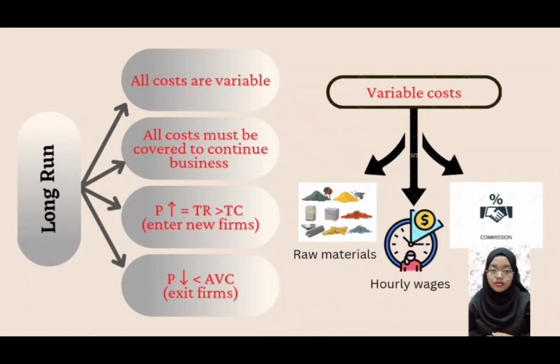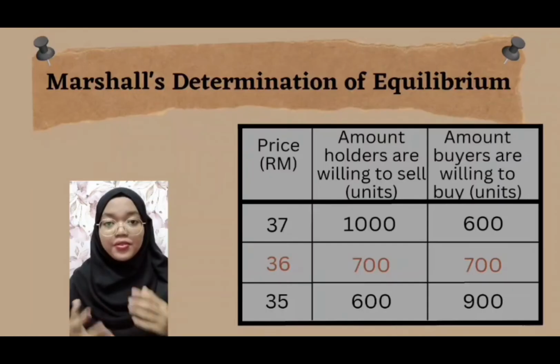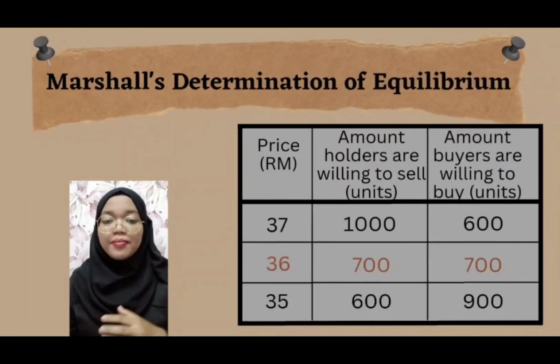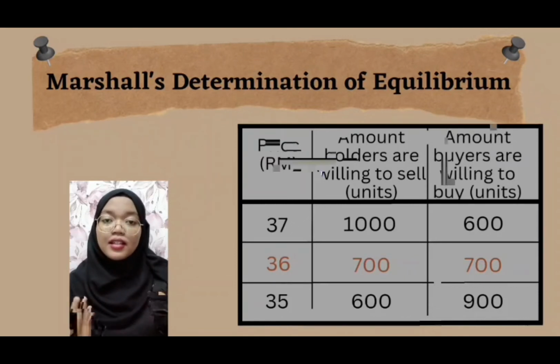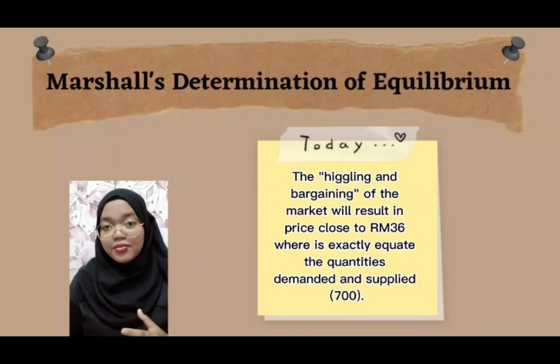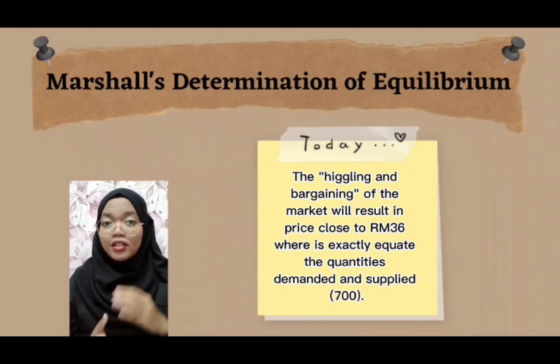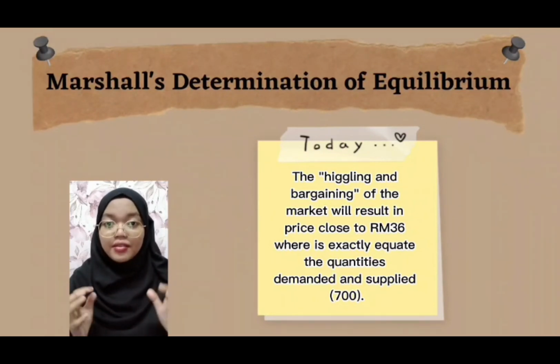Examples of variable cost are raw materials, hourly wage, and commission. The table shows the amount each farmer or other seller offers for sale at any price, which is covered by his or her own immediate need for money and estimate of future prices. Assuming equality of bargaining power between sellers and buyers, the higgling and bargaining of the market will result in a price close to RM36. Therefore, the price can be called the true equilibrium price because it will be fixed at the beginning and throughout.